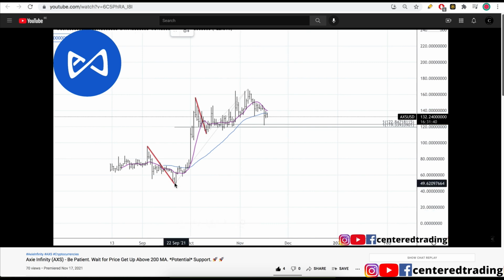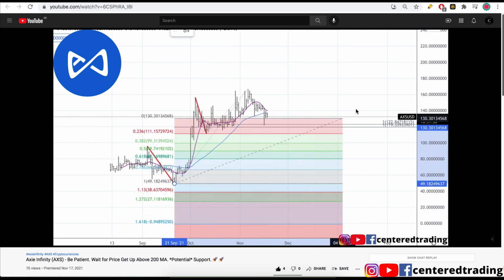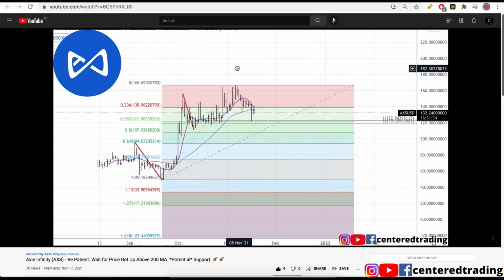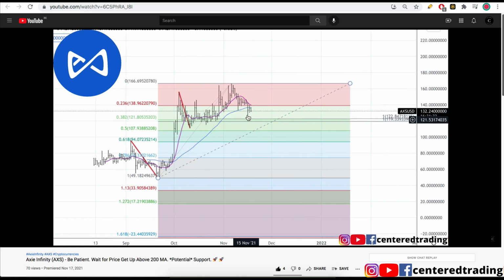Next, I can use my Fibonacci retracements, clicking from this pivot low to pivot high. When I make this pull, you can see we have a 382 retracement. That is overlapping that first two price support that we just did.